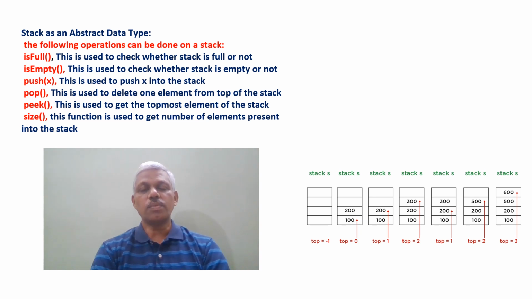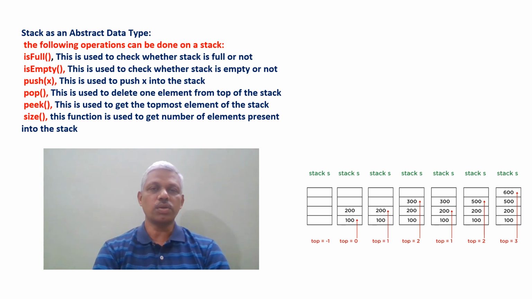Once top is equal to 3 and the size of the array is 4, it is an indication that the stack is full. At this stage, if we want to enter one more element, we can't, because there is no space for that. Top is equal to 3 and the capacity of the stack is 4, so we can't enter any element further. Similarly, when I want to delete one element, the element has to be deleted and the top variable has to be decreased. This is how the stack operations can be performed.